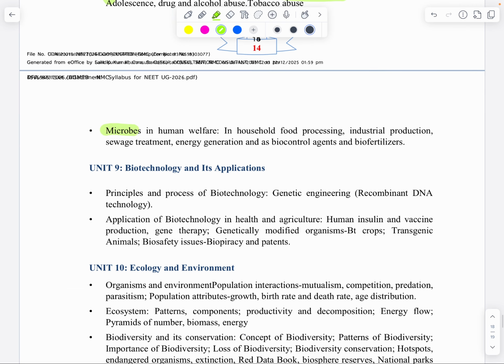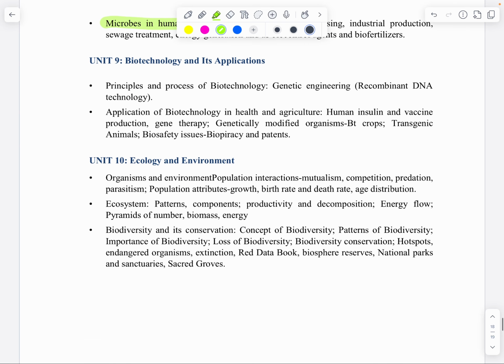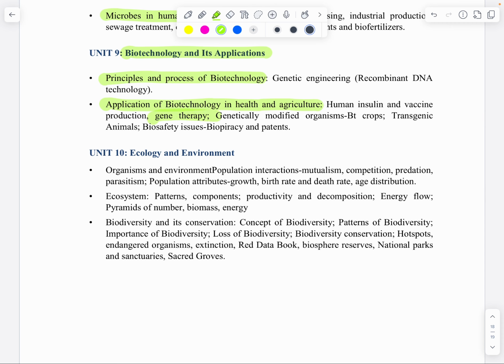The next chapter is microbes in human welfare. Next unit is biotechnology and its applications. So both of these chapters, that is principles of biotechnology and applications, both are important. The important topics are gene therapy, the genetically modified crops, transgenic animals, biosafety issues, biopiracy and patents. All these topics are important. Human insulin and vaccine production is also important. So this chapter is very important.